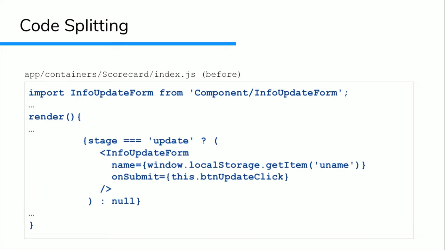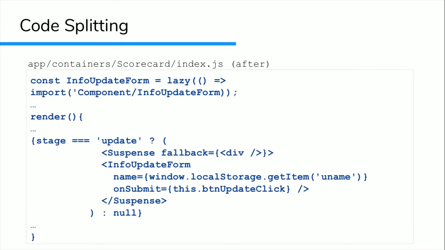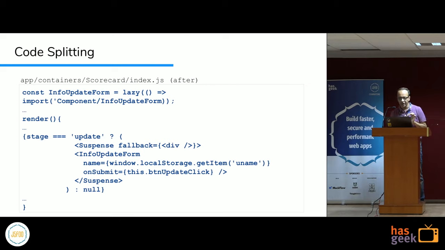Okay, so how did we code split this? This is how we did it. We used React's lazy and Suspense capability. This came in with React 16. So we changed the static import that we saw earlier.